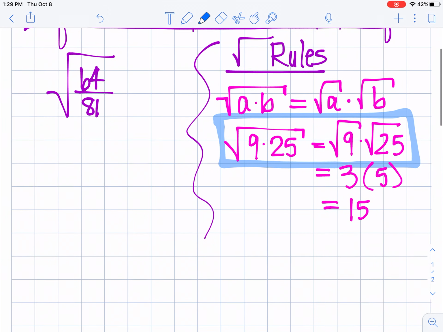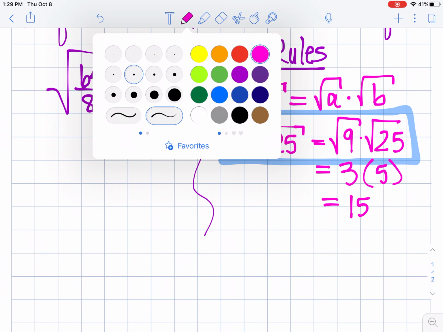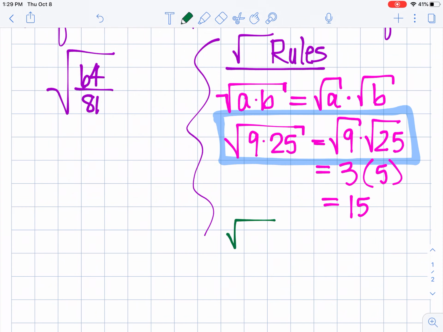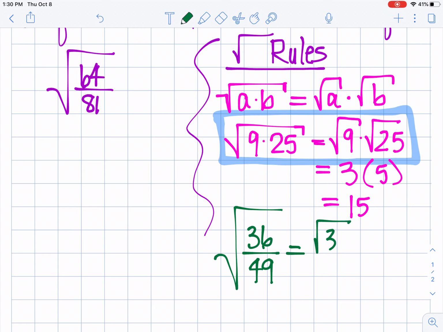Same rule applies for division. So if I'm looking at a problem, let's pick a different color. Let's do green. So say I had the big square root of 36 over 49. Square root rules, when I'm dividing, if I have the big square root of a fraction, it says I can take this and I can break it up. So this would be the square root of 36 divided by the square root of 49, which I can then evaluate separately. Square root of 36 is 6, square root of 49 is 7.